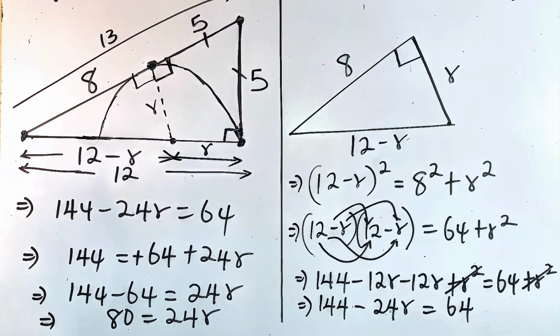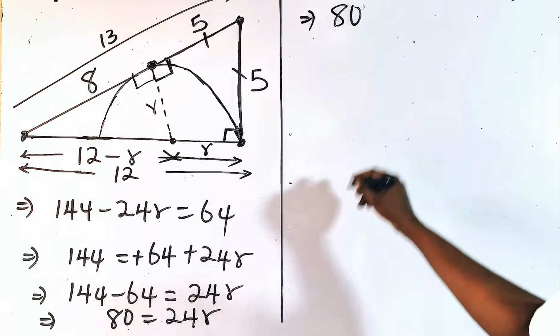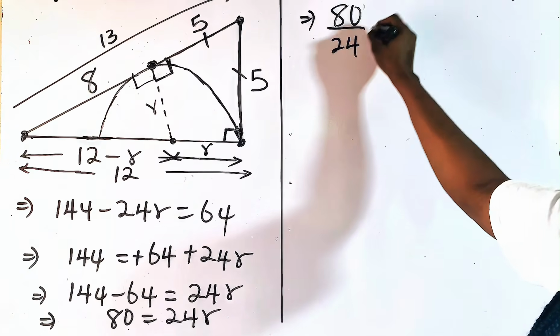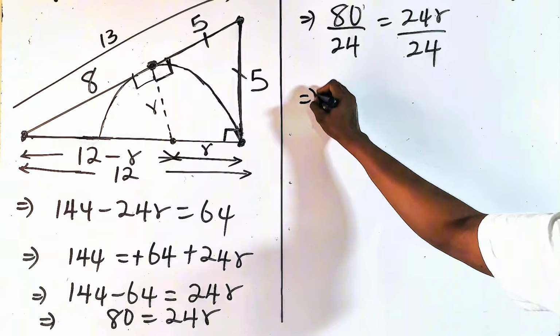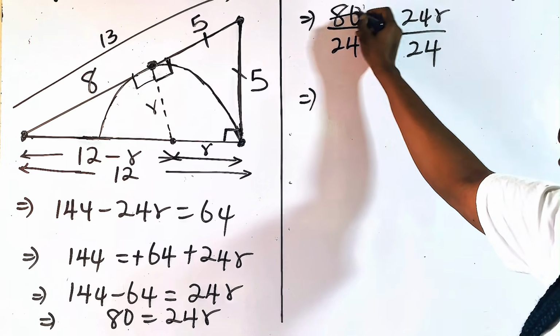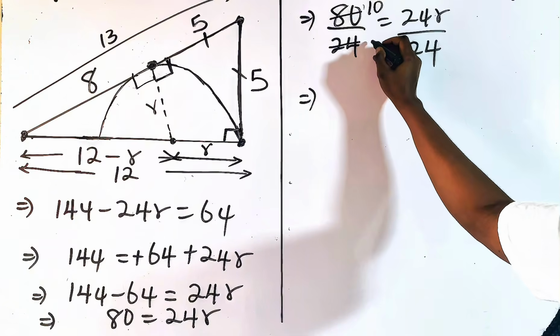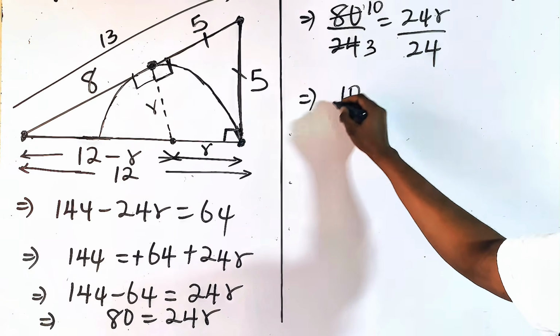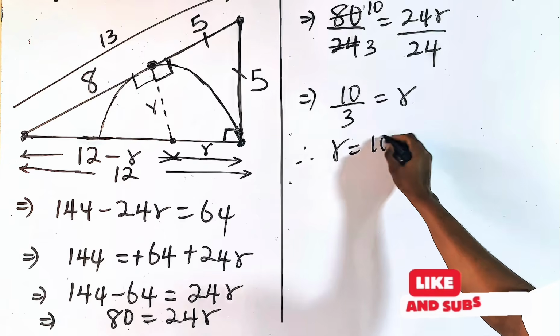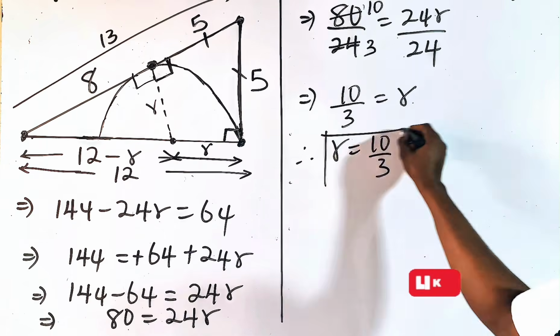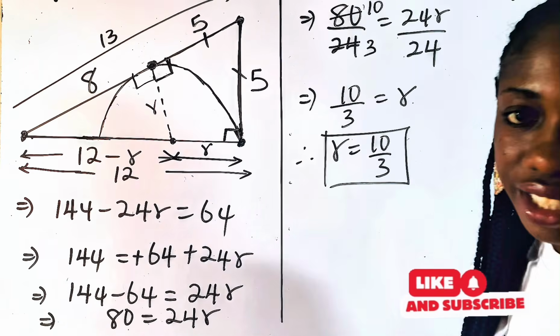To get r, divide both sides by 24. So we divide this by 24, and divide this by 24. 8 here will give us 10, 8 here will give us 3. So we have 10 on 3 is r. Therefore, our radius is this. So if this becomes our radius, we can now find the area.